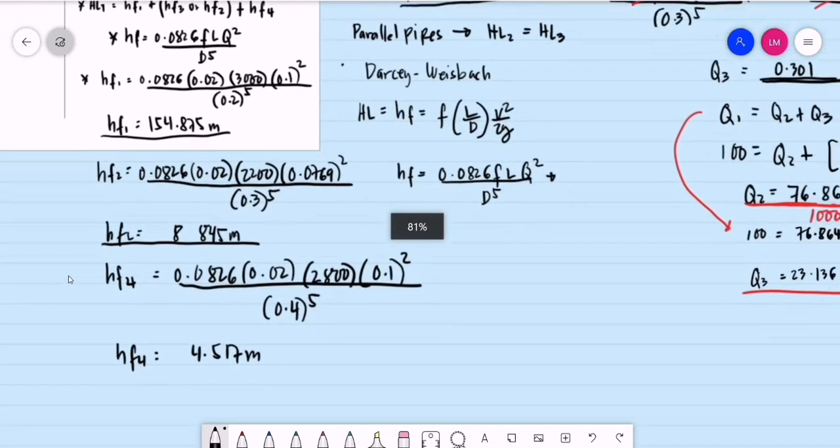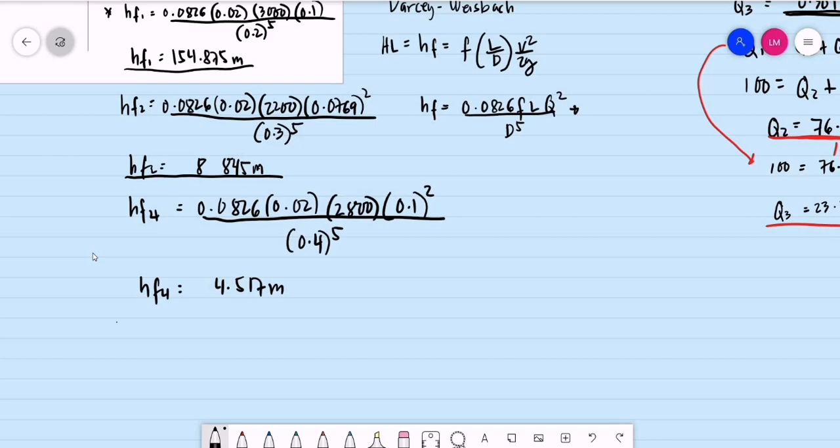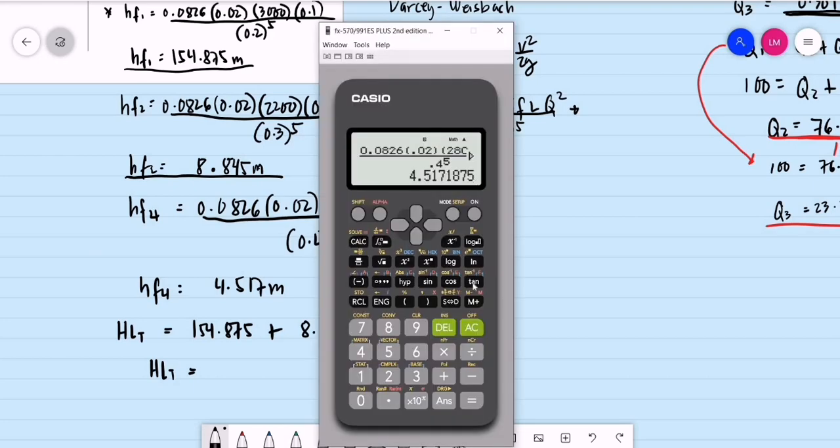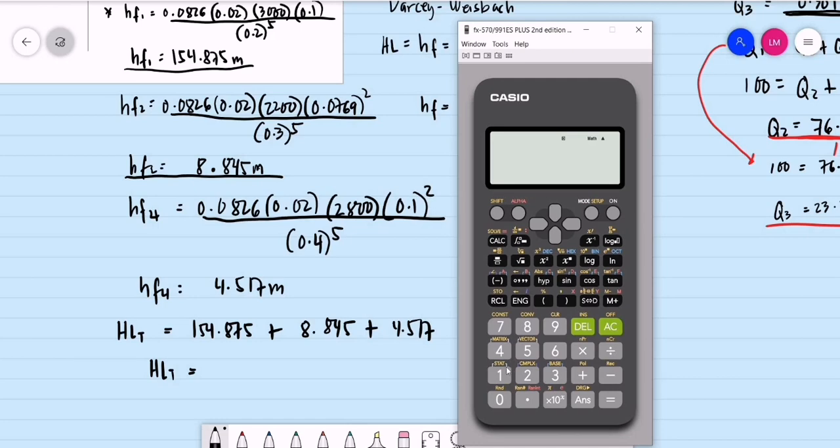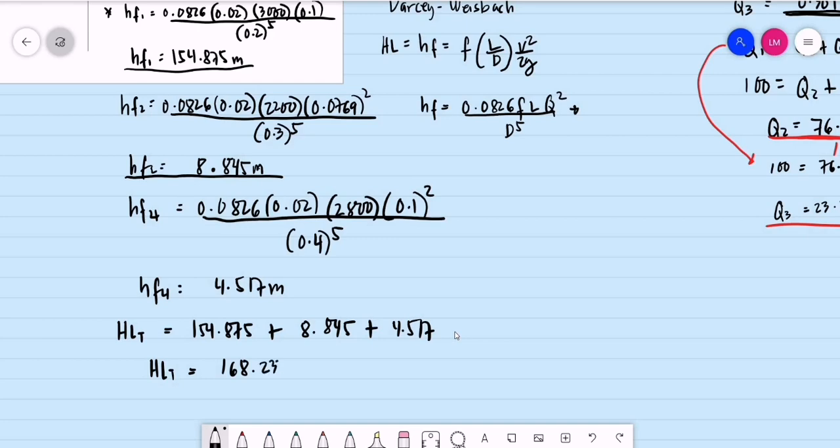Okay, so we are now computing for the total head loss. So total head loss, this is from A to D. Head loss 1 is 154.875 meters. Head loss 2, basically equal to head loss number 3, that is 8.845 meters, plus head loss 4, we have 4.517 meters. So we'll be having the total head loss equal to 154.875 plus 8.845, then plus 4.517. We have 168.237 meters. This is the total head loss from A to D.